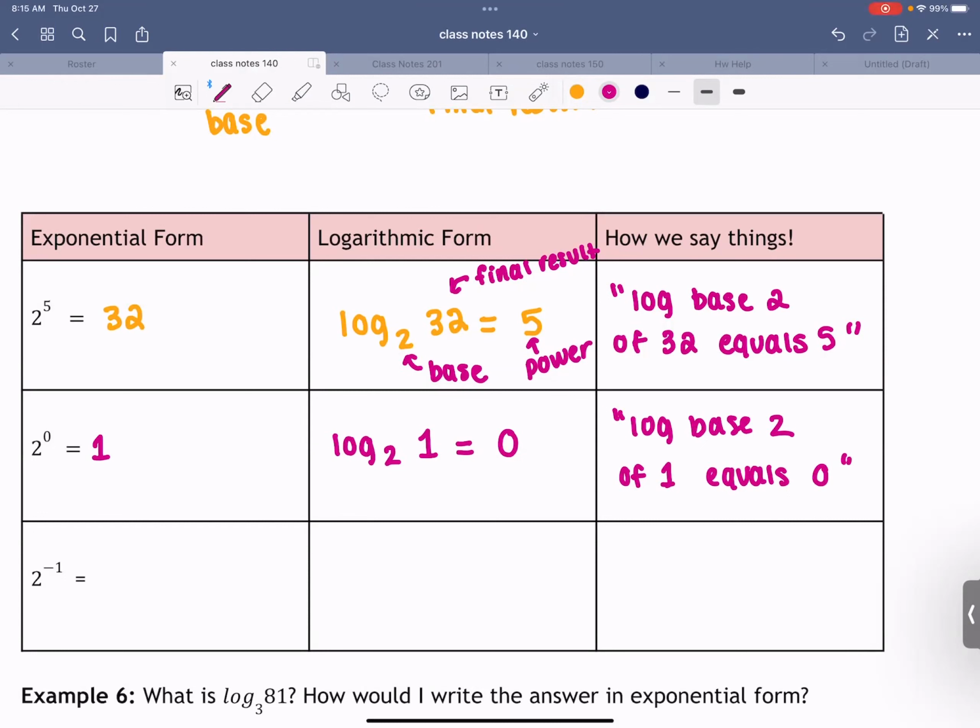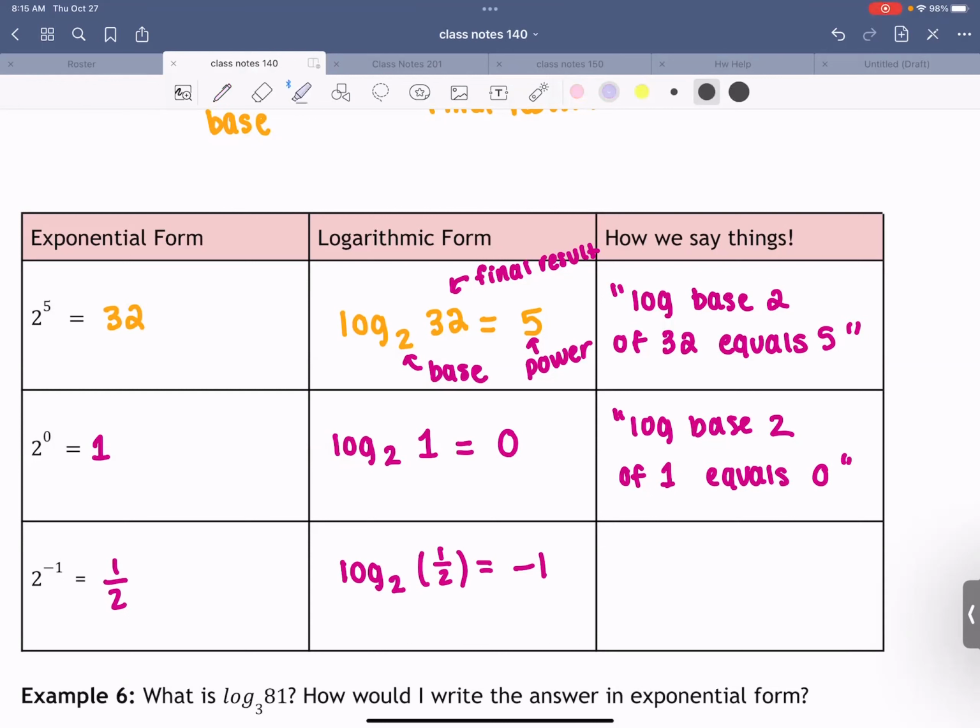Let's do one more just to show you what can happen with logs when we have fractions going on. What's 2 to the negative 1st power? 1/2, good. Even though we haven't dealt with fractions with logs yet, we can still do this. Any ideas on how I could write this? Log base 2 of 1/2 equals -1, good. So a log can have a negative value.